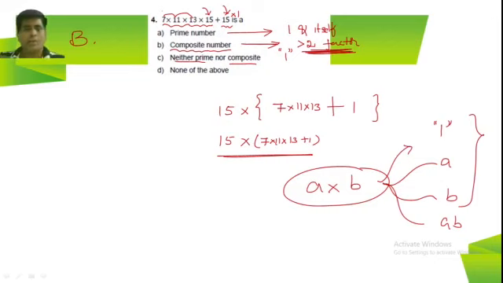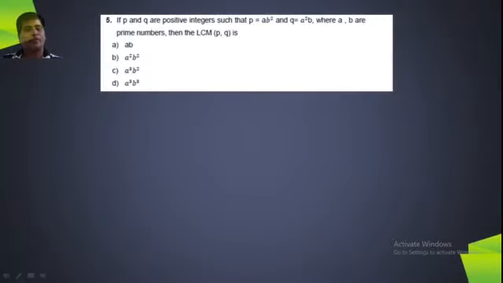So let's complete the last sum. If P and Q are positive integers such that P is AB square and Q is A square B, where A, B are prime numbers, then the LCM of P and Q is. As in the first question, how did we get the LCM? We took the greatest power of each prime factor involved. We can apply it here also.